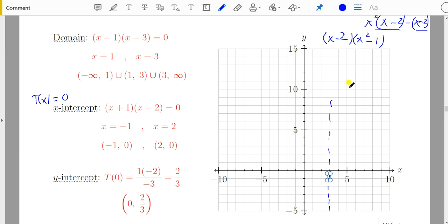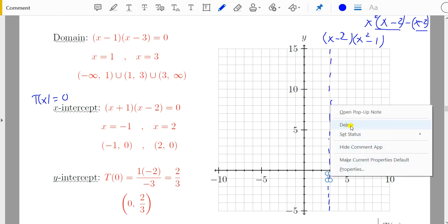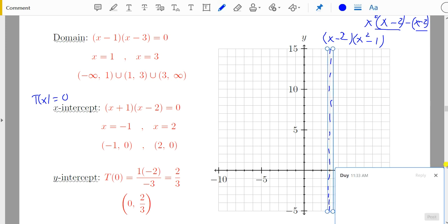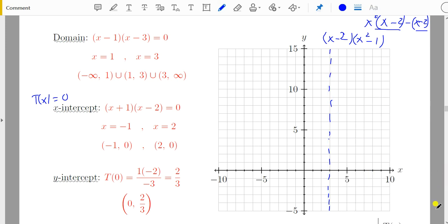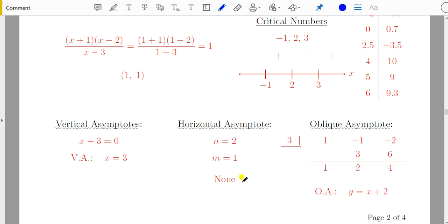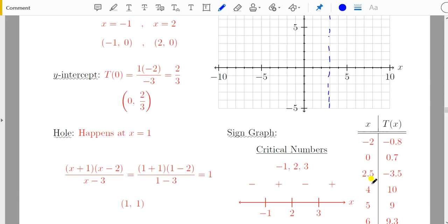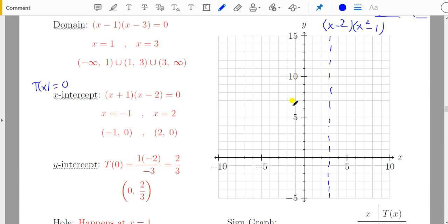x equals 3. Okay, let me take away the noise here. Okay, and we don't have the horizontal asymptotes, but we have the slant asymptote, that's y equals x plus 2, that is linear. So 2 is here, so we go up, the slope is 1, which is around here, and we can draw the line. This is y equals 2, and this is the slant asymptote.